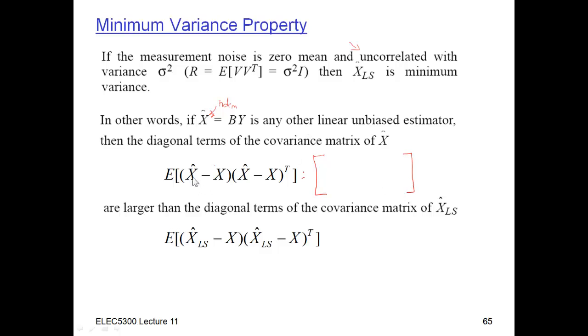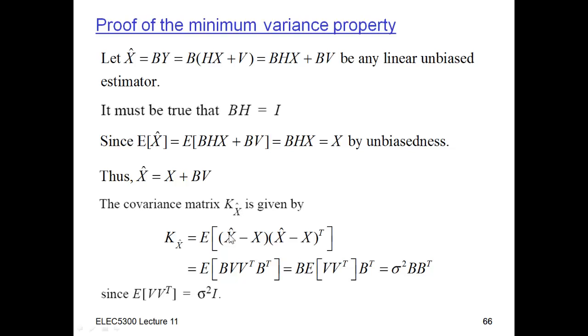Then let's say x was two-dimensional. Then the diagonal terms would be like the variance of the first term, so the expected value of (x hat 1 minus x 1) quantity squared. And then the other one would be the expected value of (x hat 2 minus x 2) squared. And so what you want to show is that these two are small for the optimal solution. In other words, that if I had any other linear estimator, B y, the diagonal here would be larger than the corresponding diagonal element of the optimal estimator.